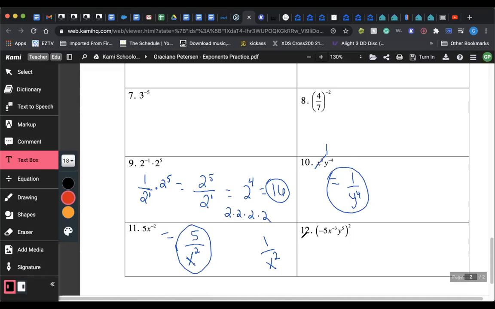All right, number 12, this is our last one. And we're good, we're right on time. So all we need to do here is apply the square to each of our numbers. We have to square the 5. We have to square the x to the -3, and we have to square the y, okay? So that means we have to multiply by 2 in some cases, right? To the exponents, we're multiplying by 2.